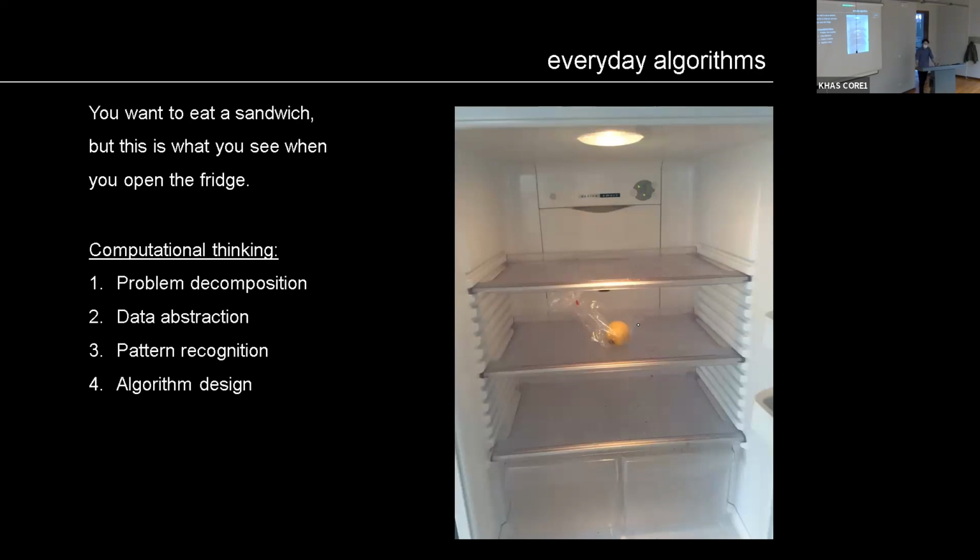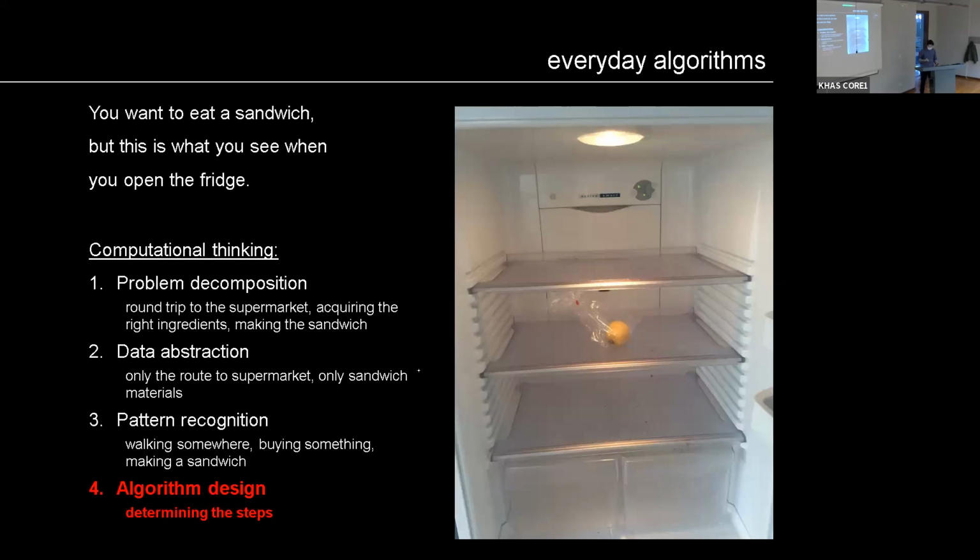So as a computational thinking expert, you will divide the problem into 4 major parts: problem decomposition, data abstraction, pattern recognition, and algorithm design. And you will think like this.